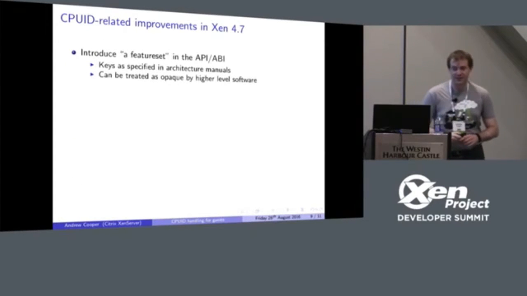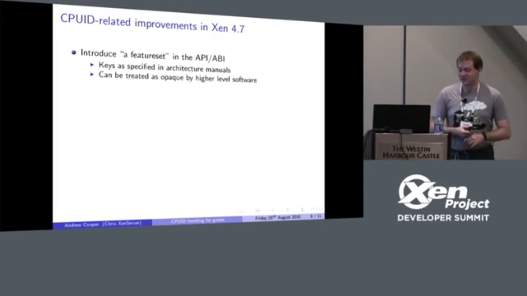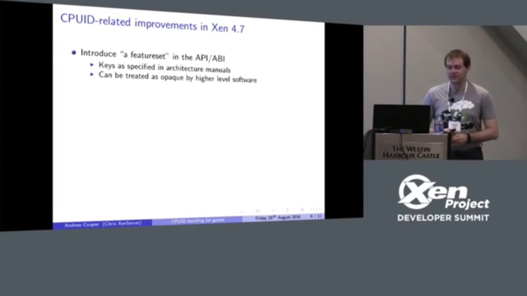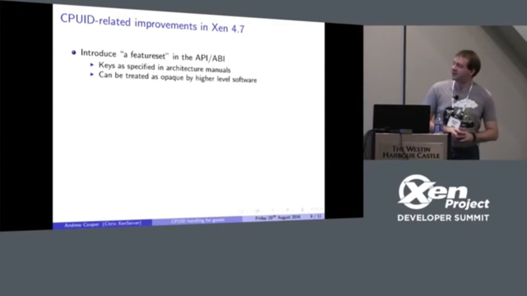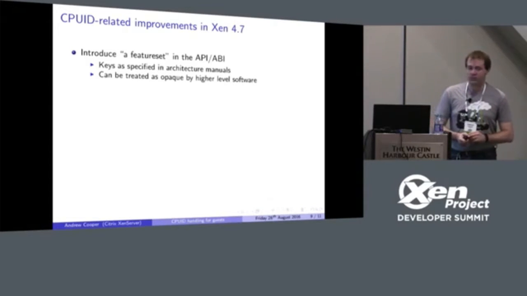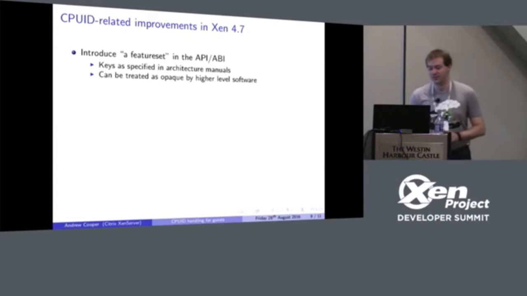For Xen 4.7, I did a bit of work to try and resolve this. It was work for XenServer, but of course we do everything upstream, so Xen got some nice new features. And the key thing introduced was the feature set, where we expose a bitmap in the API and the ABI. So the keys in that bitmap are as specified in the architecture manual.